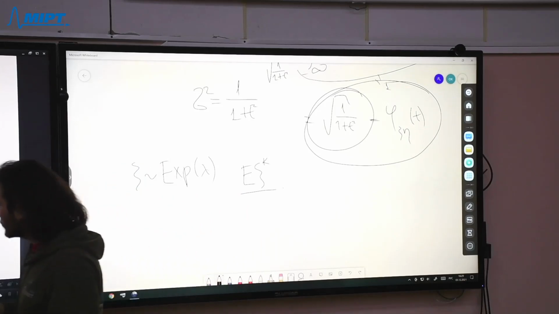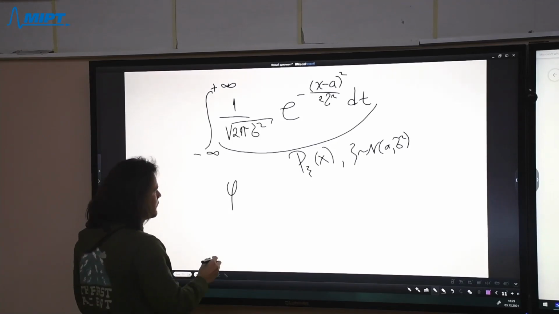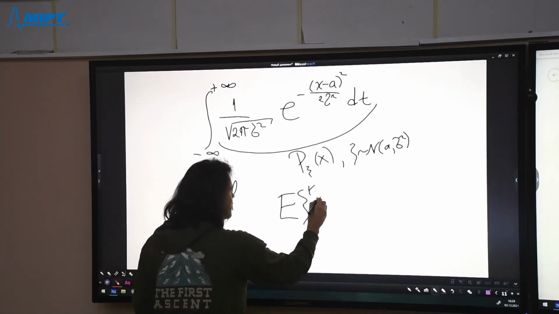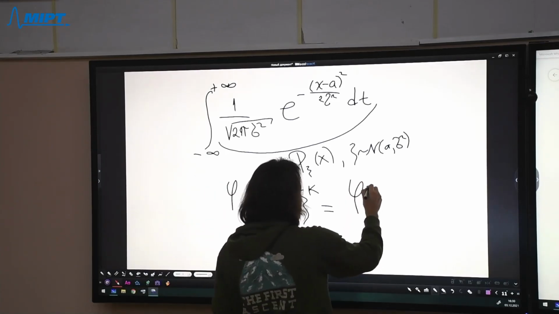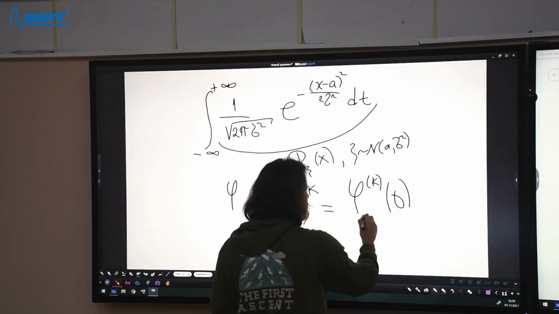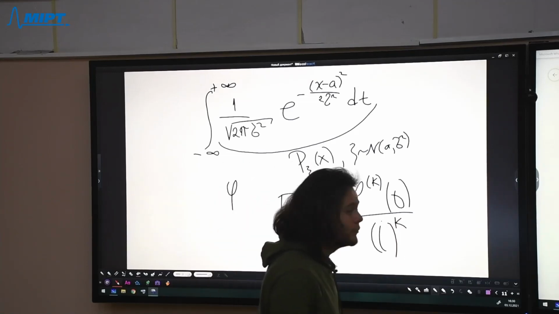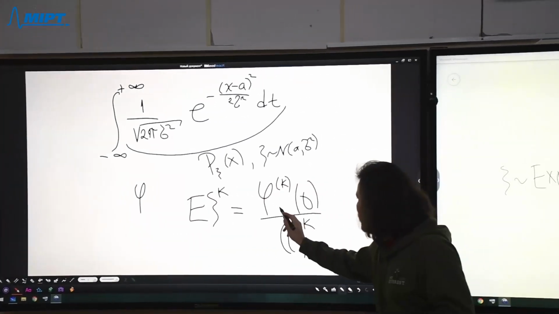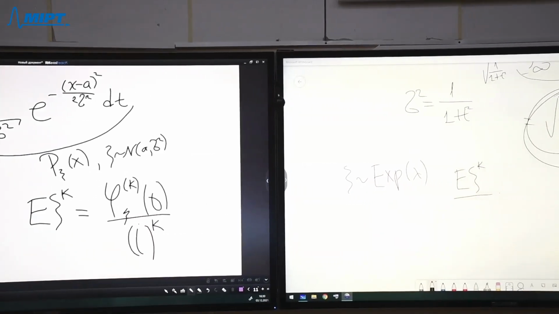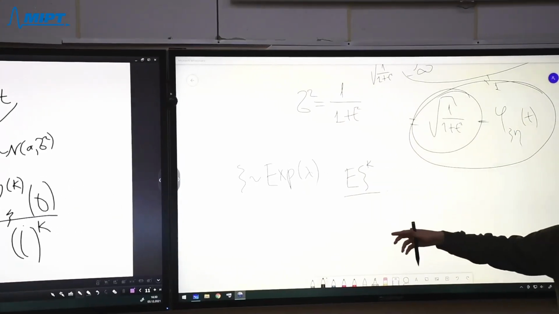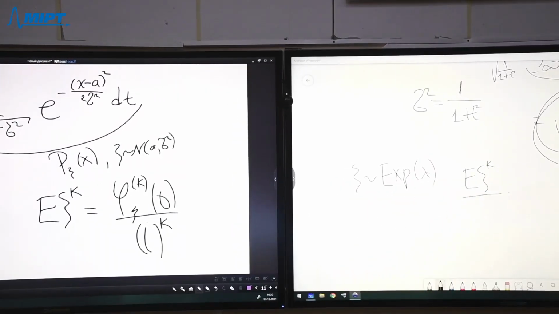Why? Because we have this property that the expected value of psi to the k is just the kth derivative in the point 0 over i to the k. So if we know the characteristic function of psi, we can find the kth derivative in the point 0. We divide it by i to the k, and this is the expected value of psi to the k. We used this and we proved it, right?